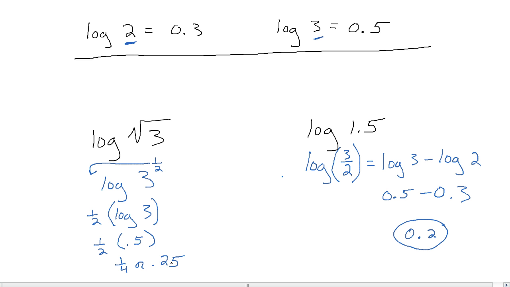So anytime you see a square root or a cubed root or any other root, write it as an exponent so that you can pull it out down front from the log. And if something looks like it doesn't work with what you have, see if you can represent it another way.